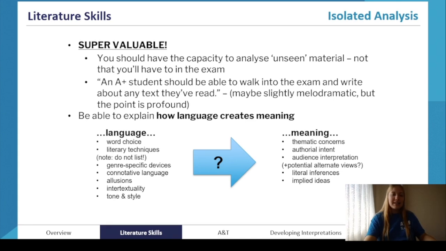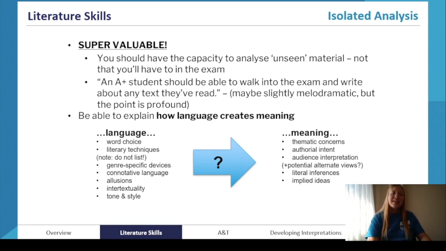Now we'll have a chat about isolated analysis. So we need to have the capacity to analyze unseen material. We won't have to do this in the exam, so don't stress. But this is a really good skill to practice that will really help out. Say you get a passage and you're developing interpretations, and you're a bit confused about where that came from and what it's directly talking about. If you have isolated analysis skills and you're able to analyze something you haven't seen before, you will be able to get through this and you will just cruise through.